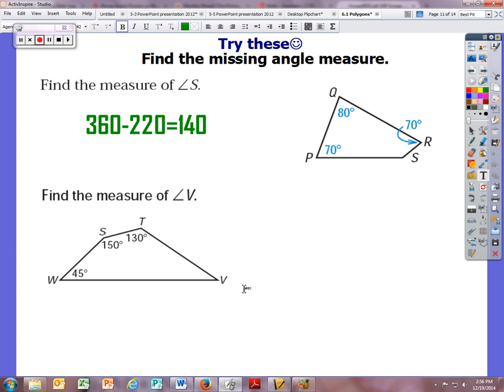Okay, let's do the same thing for angle V down here. So let's add the ones we know. We know 45 degrees plus 150 plus 130. That sum is 325. So we're going to take our total 360 and subtract the sum that we found, 325. Okay, and that's going to equal 35 degrees for angle V. Pretty easy, right?